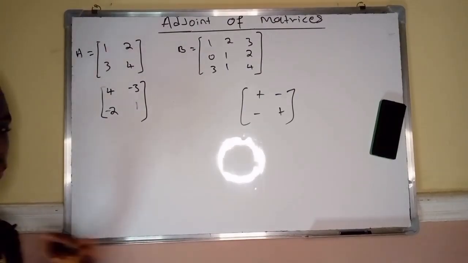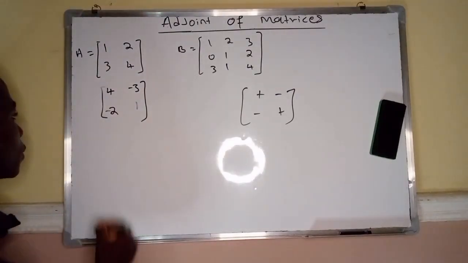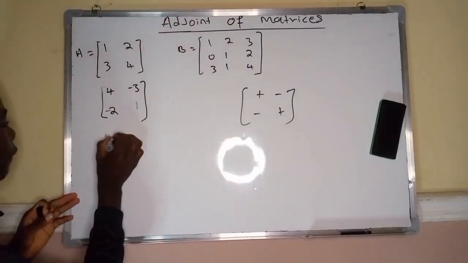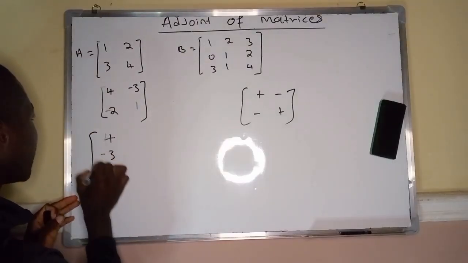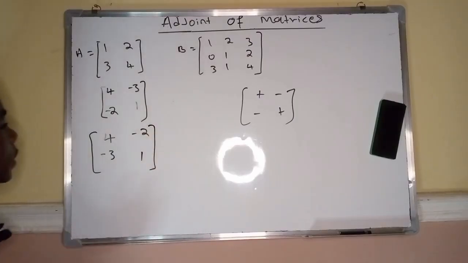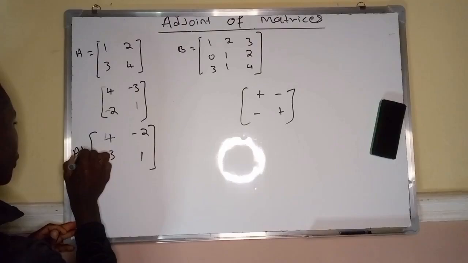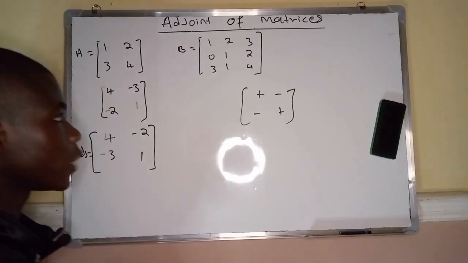So now I have to transpose the cofactor matrix. Therefore, I will have 4, minus 3, minus 2, and 1. This is the adjoint of this 2 by 2 matrix.